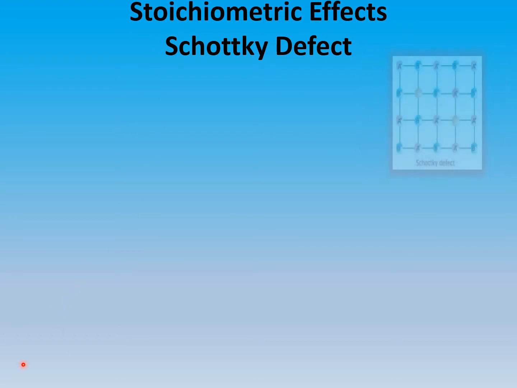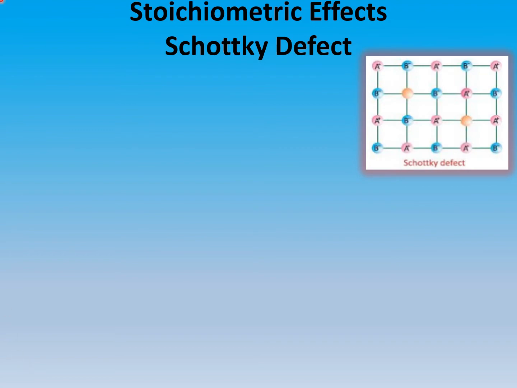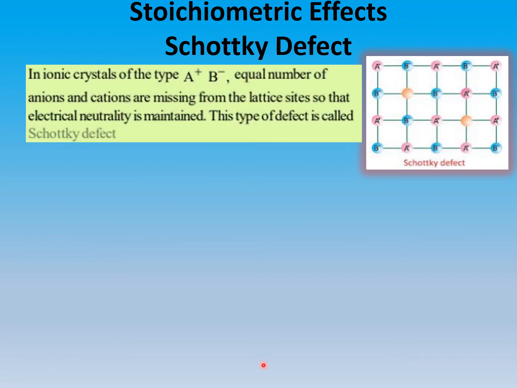The first classification of the stoichiometric defects is Schottky defects. What is a Schottky defect? There is a missing of a positive as well as a negative ion. See here in this lattice, the cation is missing here, and around it the anions are there. Here the cation is there but one anion is missing. With both positive and negative ions missing, electrical neutrality is maintained in the lattice. That's why it's a Schottky defect, and why it is classified as a stoichiometric defect. The 1:1 ratio is maintained here. See here, A plus and B minus: equal numbers of anions and cations are missing from the lattice sites so that electrical neutrality is maintained. We call this a Schottky defect.